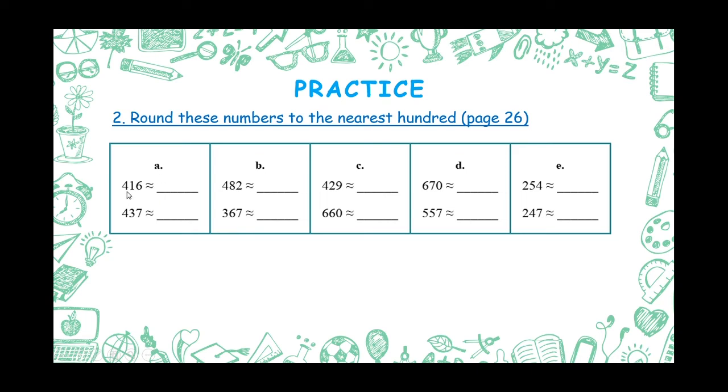Okay, so A, we have 4 hundreds, 110, and 6 ones, 416. So we have 110. Do we round up or down? Down, that's right, well done. Okay, I want you to do the rest of A and B by yourself, please, and we'll check together in 20 seconds.